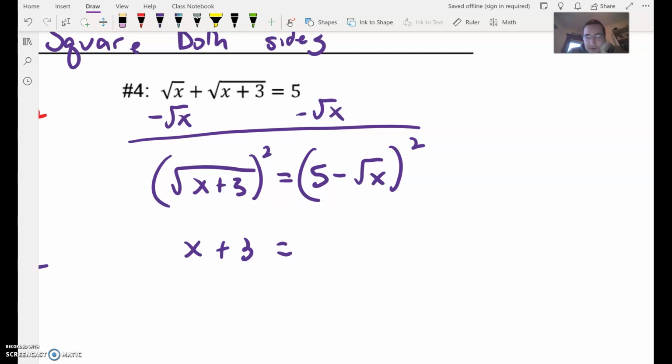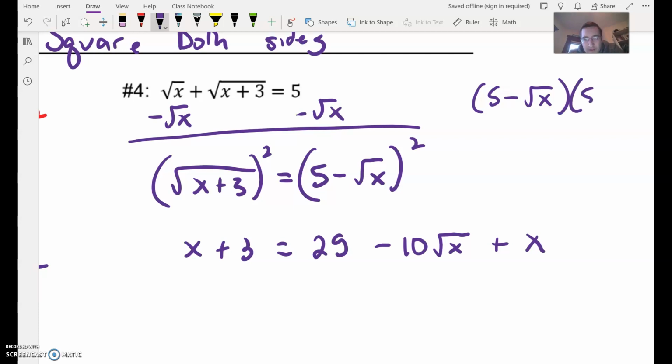Here, you should try to do it in your head right now. Remember, it's going to be 3 terms because it's a binomial being squared. See if you can do it, and then unpause the video. 25 minus 10 times the square root of x plus x. You might be like, say what? If you don't believe me, write it out like this and do first, outer, inner, last. And that's what you'll get.